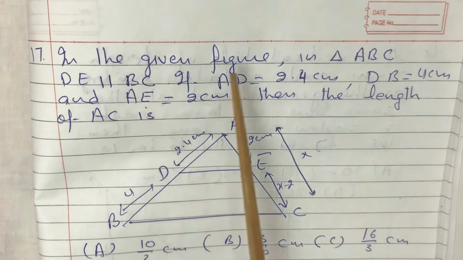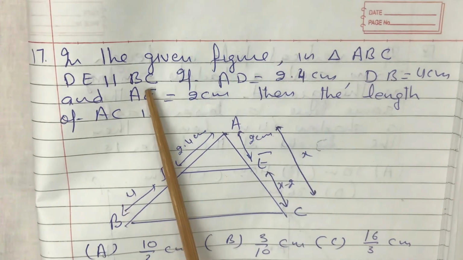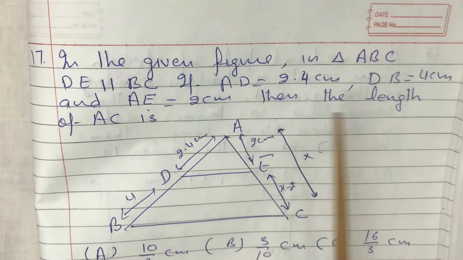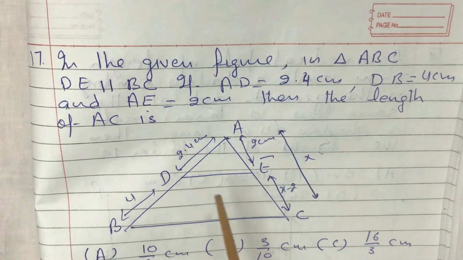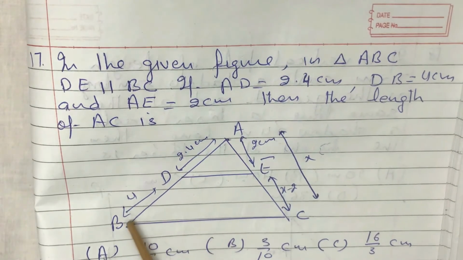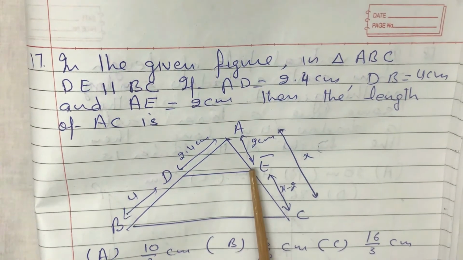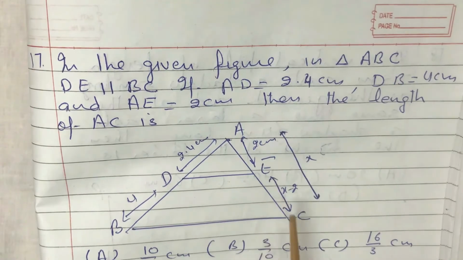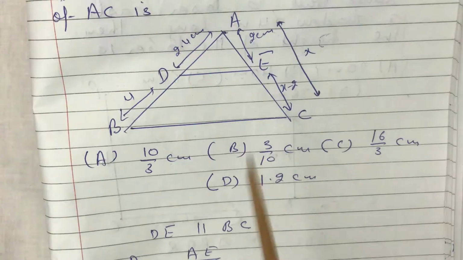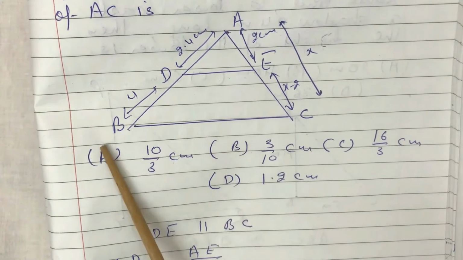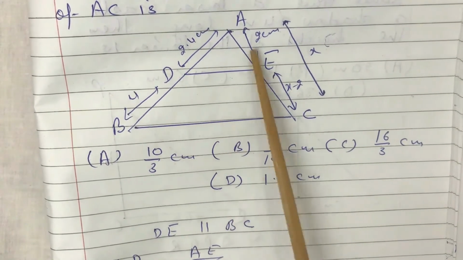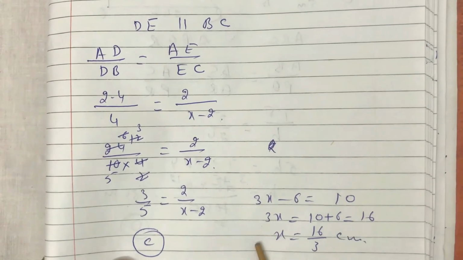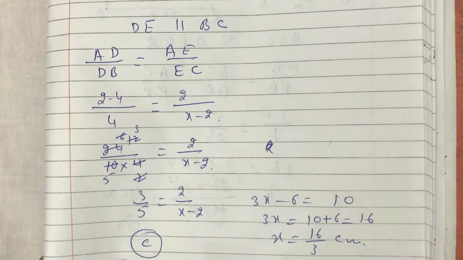Now 17th question. In the given figure in triangle ABC, DE is parallel to BC. If AD is 2.4 cm, DB is 4 cm, AE is 2 cm, then the length of AC is. Now AD is given 2.4 cm, DB is given 4 cm, AE is given 2 cm, and we are to find the length of AC. Let it be x. It means EC will be x minus 2 cm. Since DE is parallel to BC, so AD by DB is equal to AE by EC. We have all these values, so substitute the values, find the value of x. It will be 16 by 3, so C is the option.